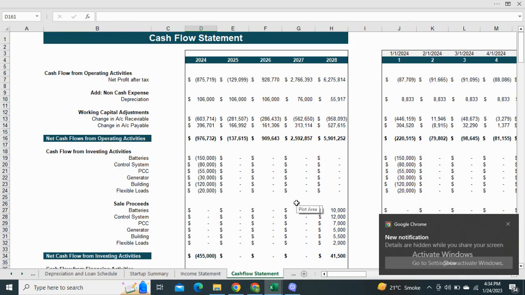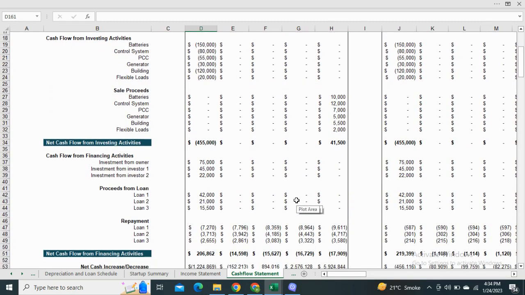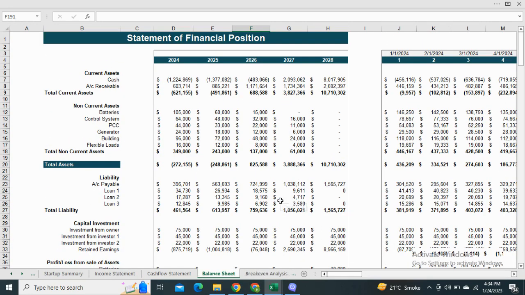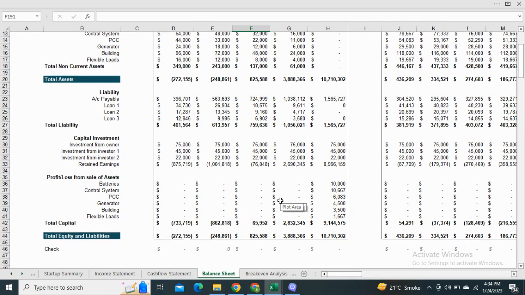Moving on to the cash flow statement. The cash flow statement shows the net cash from operating activities, investing activities, and financing activities. The statement of financial position shows the total assets, total equity, and liabilities.